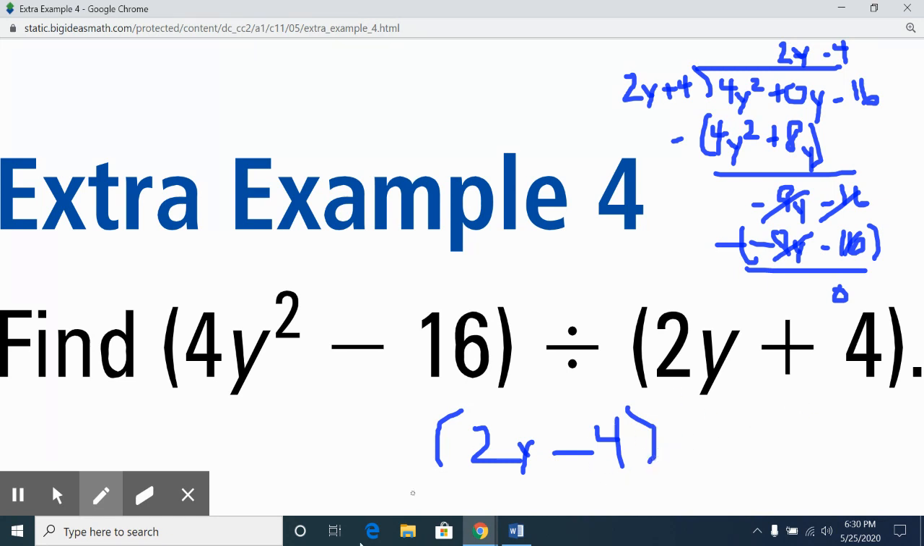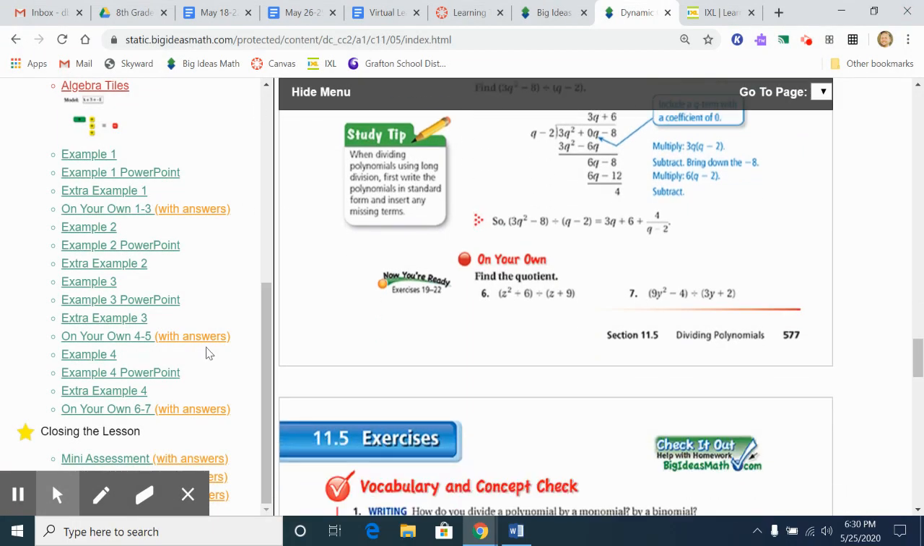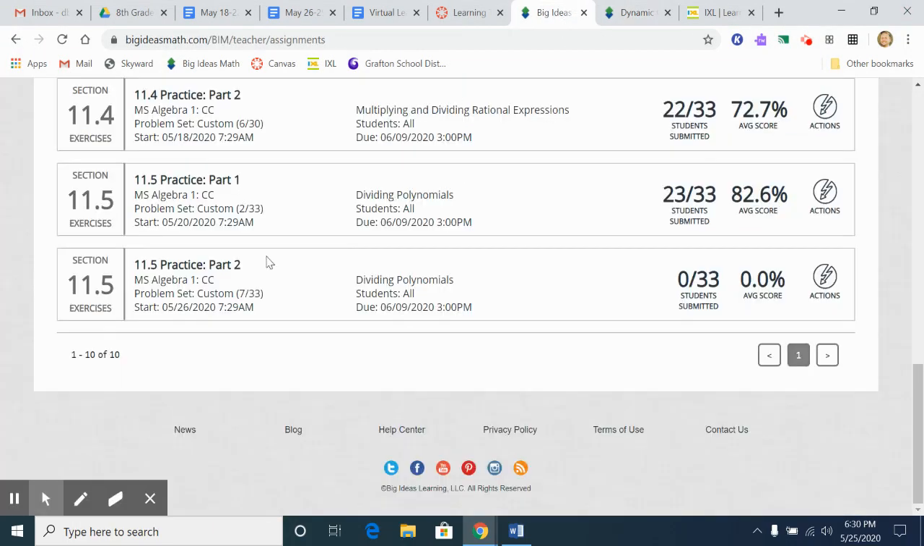All right, so that's it. Hopefully that makes sense, guys. And at this point, you're just going to go in here and you're going to complete this 11.5 practice part 2. There's 7 questions, I believe. So you'll practice that today.